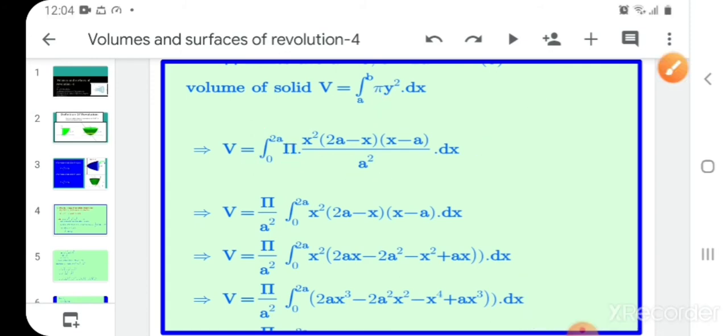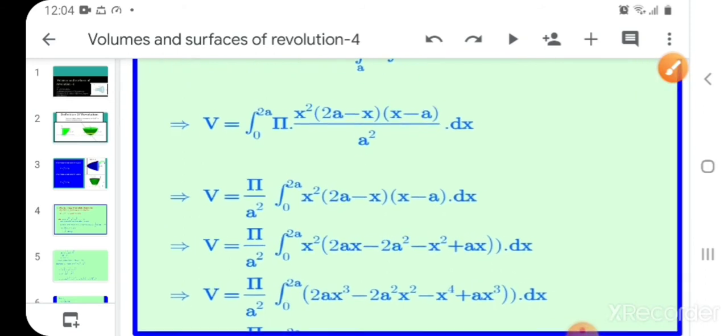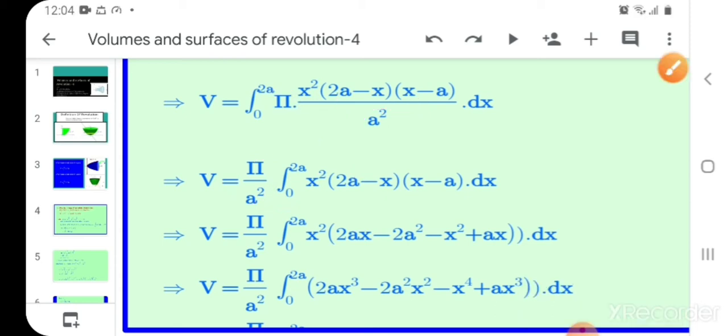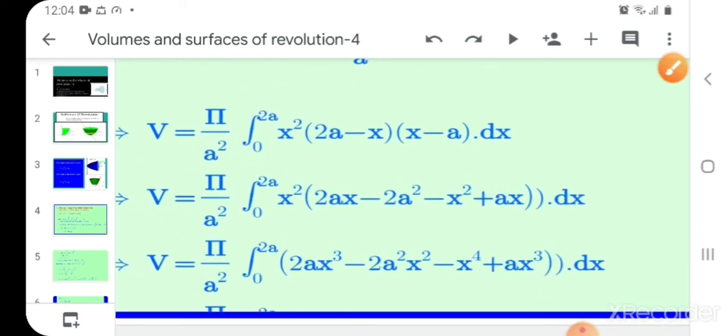Okay. Now I write the constants outside. What are the constants we have here? Pi is a constant and 1 by a square is a constant. So I write pi by a square outside. And what is the remaining? Integral 0 to 2a x square into 2a minus x into x minus a. Now I multiply all these 3 terms. So first I multiply 2a minus x into x minus a.